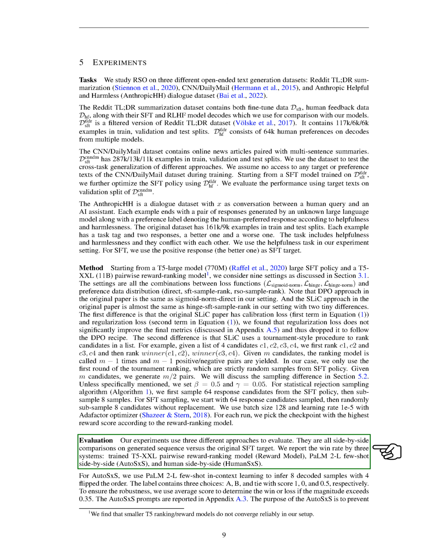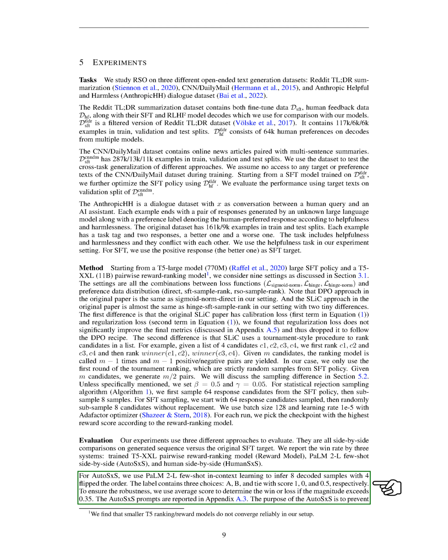We report the win rate by 3 systems: the trained T5XXL pairwise reward ranking model, the PaLM 2L few shot side-by-side, and human side-by-side. For the PaLM 2L few shot side-by-side, we use in-context learning to infer 8 decoded samples with 4 flipped in order. The label contains 3 choices: A, B, and tie with score 1, 0, and 0.5, respectively. If the magnitude exceeds 0.35, we use the average score to determine the win or loss.